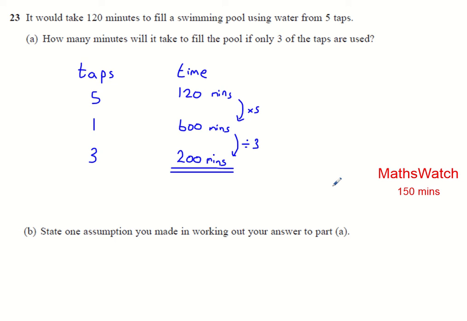Part B. State one assumption you made in working out your answer to Part A. Now this is always about what these taps are doing. These questions are very common with taps and also people doing a job, and the assumption is always that each of these taps are going to work at the same rate. So in this particular case it means that we are assuming that all 5 taps from this question are all flowing water at the exact same rate. So one's not going faster than the others and pushing more water out. We're assuming they're all the same.